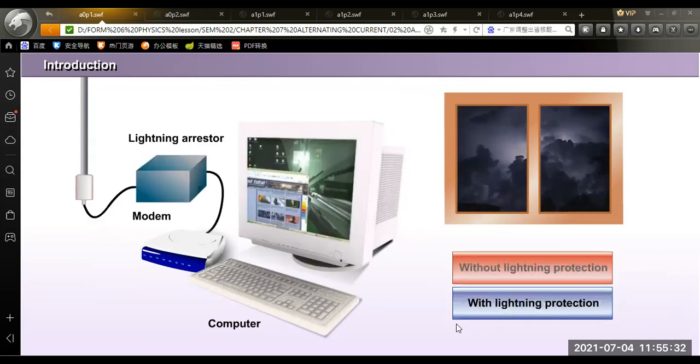If there is lightning protection, that means just the connection before the device, before the lightning arrestor, will burn. After that, the lightning arrestor will cut off the whole circuit and protect our electronic device.